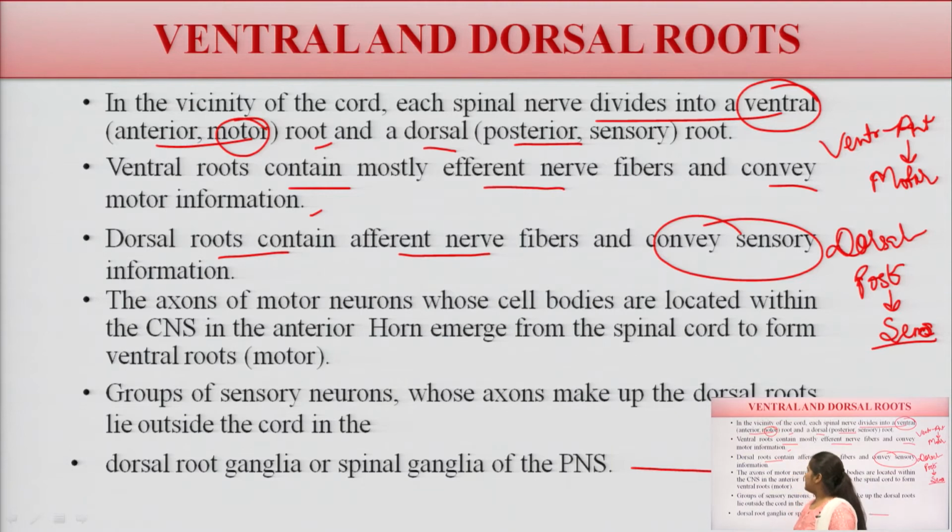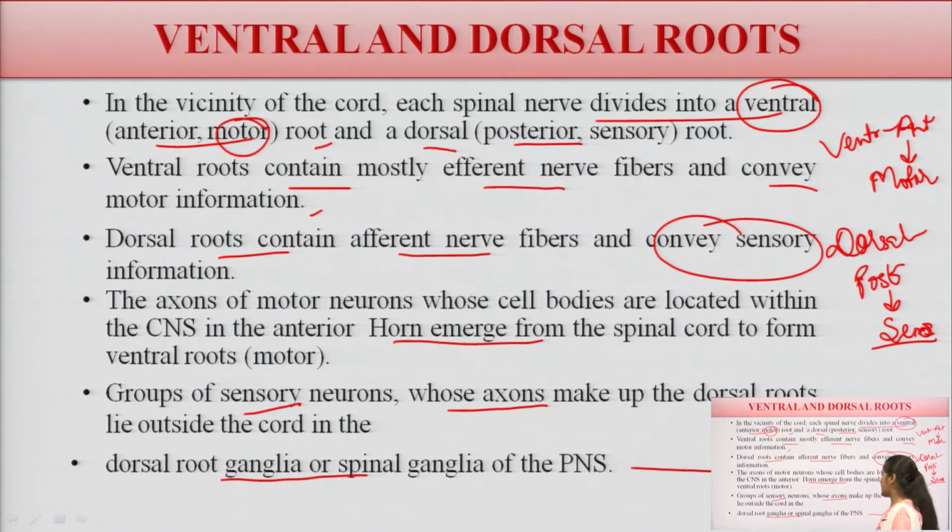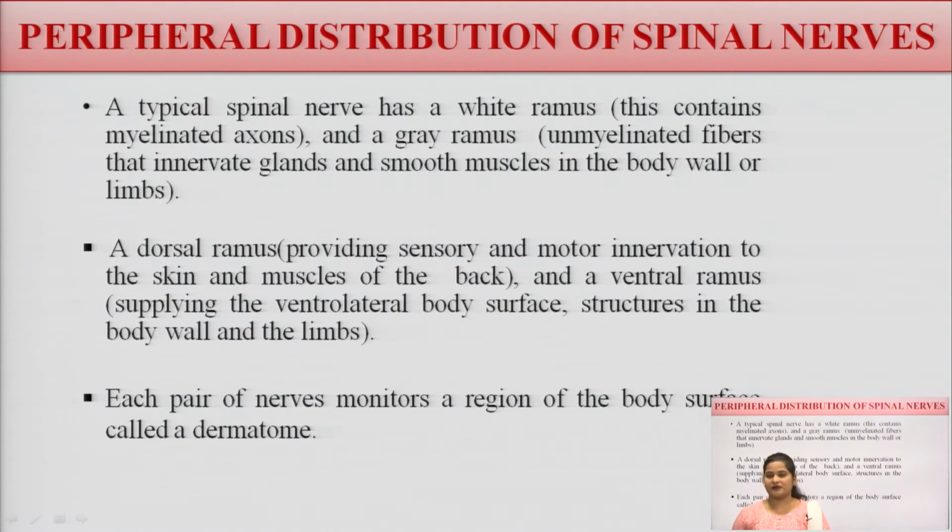Okay, and the axons of the motor neurons, whose cell bodies are located within the CNS in the anterior horn, emerge from the spinal cord as the ventral roots, and the group of sensory neurons whose axons make up the dorsal roots lie outside the cord, in the dorsal root ganglia or spinal root ganglia in the peripheral nervous system.